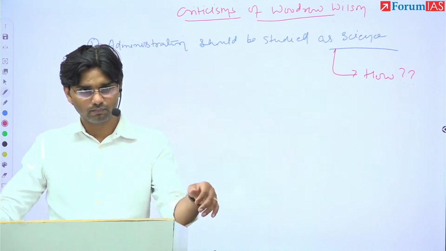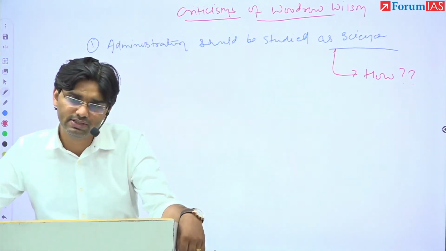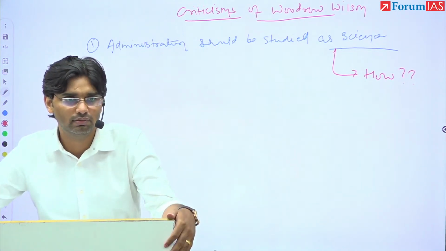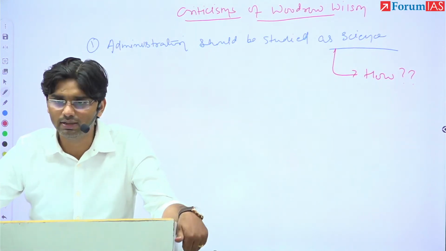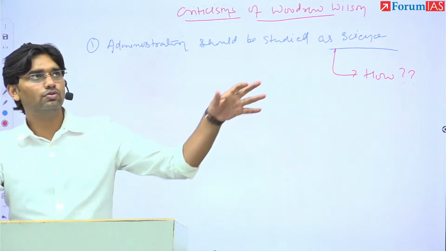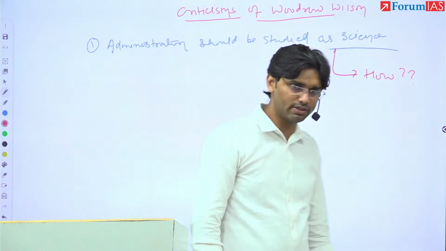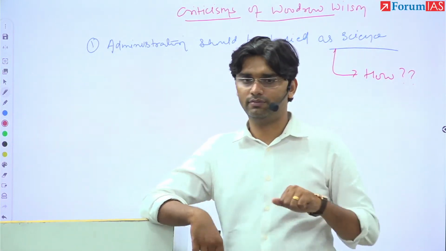He says that we need to study administration as science. Okay, that is fine, but how should we study? Because in science there are theories, there are some principles. So what are those theories and principles which we need to develop in administration? Woodrow Wilson very clearly failed to give.